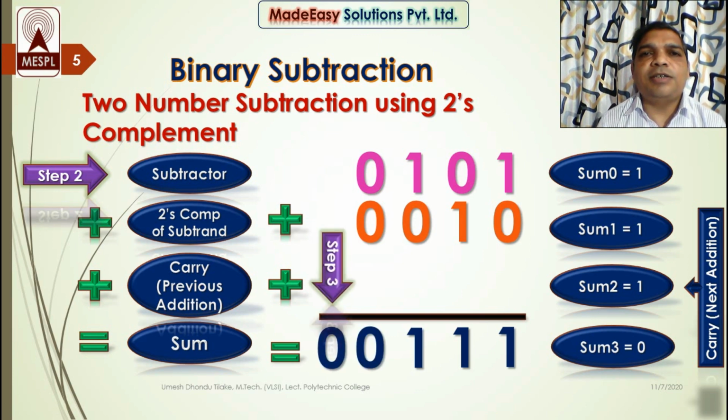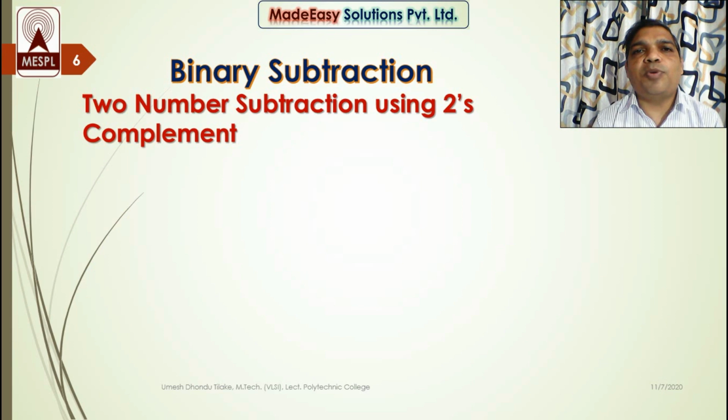Now in step 3, check the carry. Carry is 0. If you remember, at the starting of this example, I told you that I must get the carry 0 because my subtrahend was larger than the subtractor. So I got the carry 0, that means it indicates that the result is negative and in 2's complement form. So how will you obtain the proper result? Let's move to step 4.